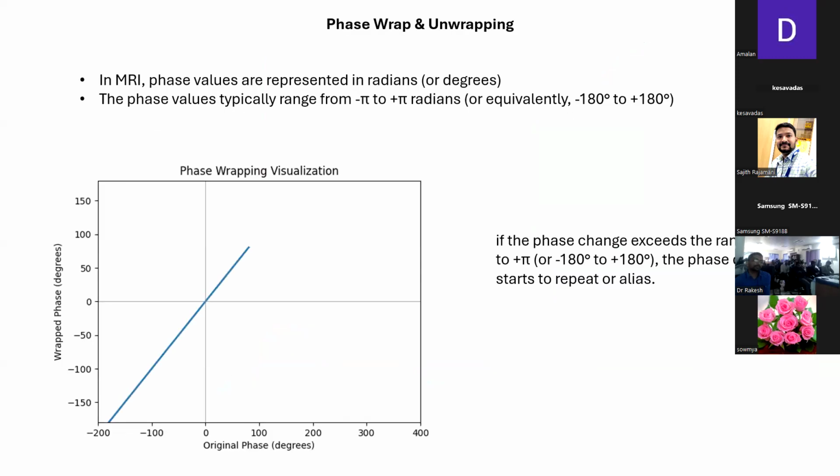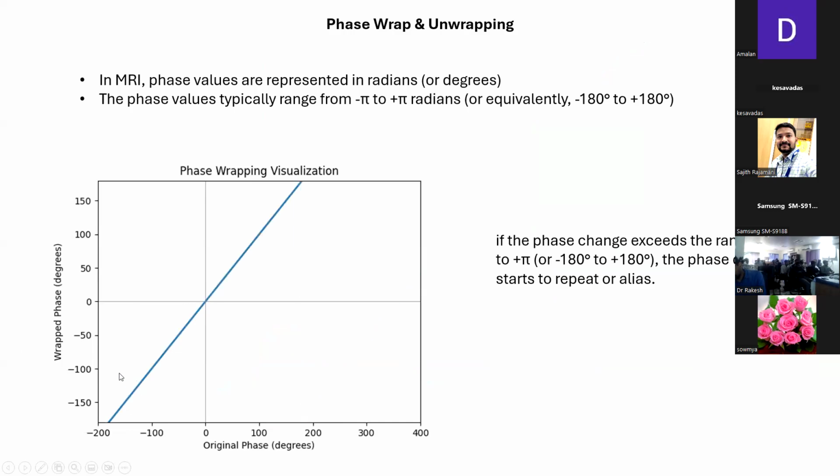So let's see what the problem with the phase is. Why does this wrap come? We actually represent the phase from minus pi to pi, or we can say minus 180 degrees to plus 180 degrees. So if the phase change exceeds 180 degrees, then it will wrap into a value which is less than 180 degrees. You can see this graph.